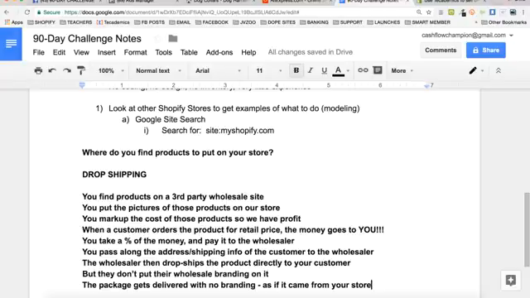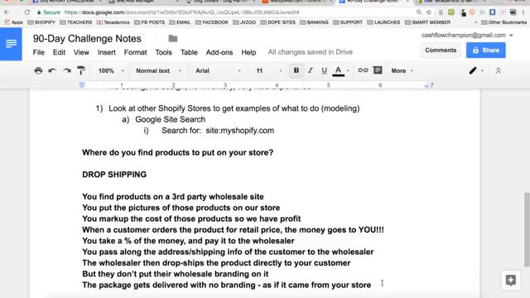So drop shipping is where there are people in other parts of the world that have warehouses filled with products. They allow you to sell those products. When an order comes in, you send the information over to that wholesaler, and that wholesaler will ship the product directly to your customer, okay?